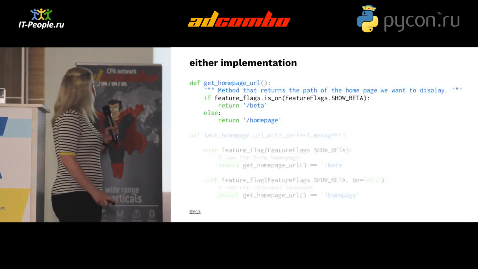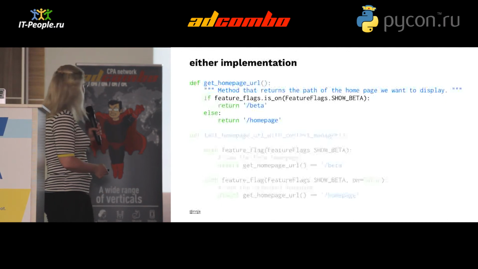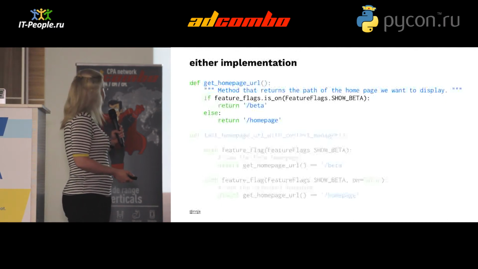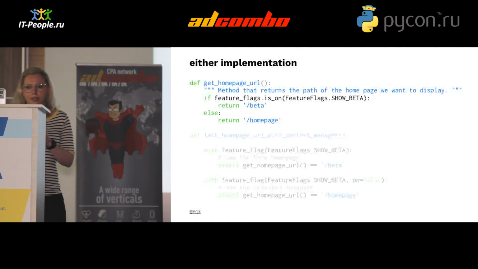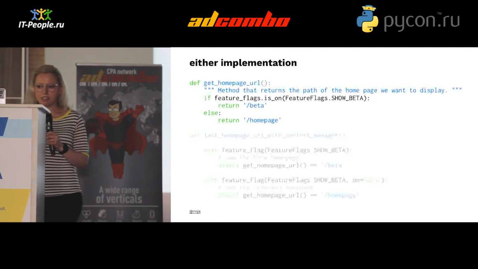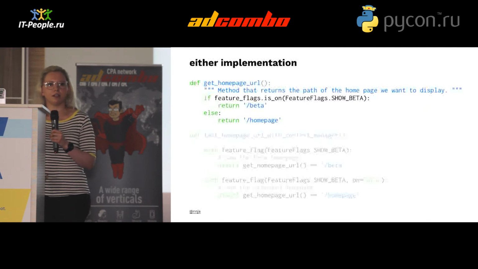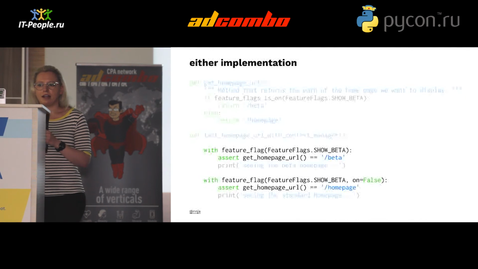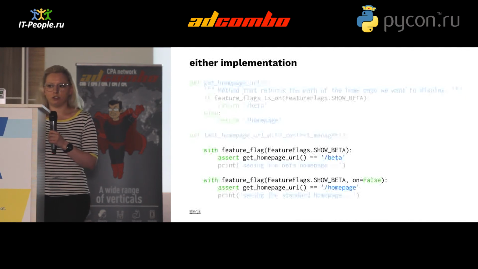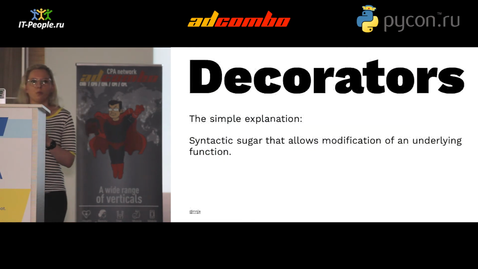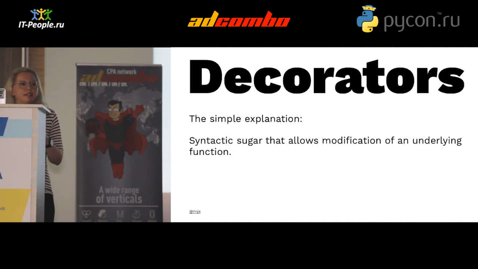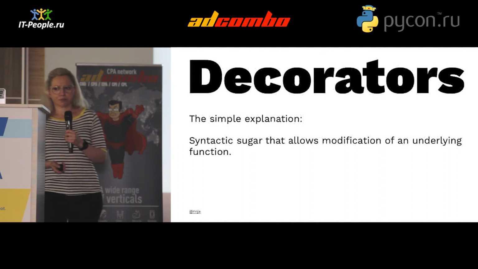Now with either implementation, when we get our homepage URL, we have this method here. It returns, let's say, /beta if the flag is on, /homepage if the flag is off. And now we can use this context manager to test out all the options. We can also kind of mimic that same behavior using a decorator.